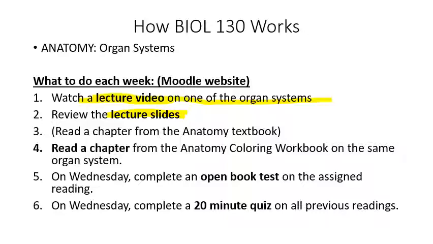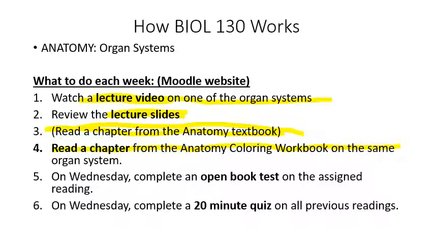If you're still confused, feel free to read the OpenStax anatomy textbook. And then each week I will be assigning you to read a chapter from the anatomy coloring workbook on the same organ system. So if we're in week 8, for instance, the organ system of that week is the cardiovascular system, the heart and the blood vessels. So I will give a lecture on the cardiovascular system, and then I'll assign you to read the anatomy coloring workbook chapter on the cardiovascular system, the circulatory system.